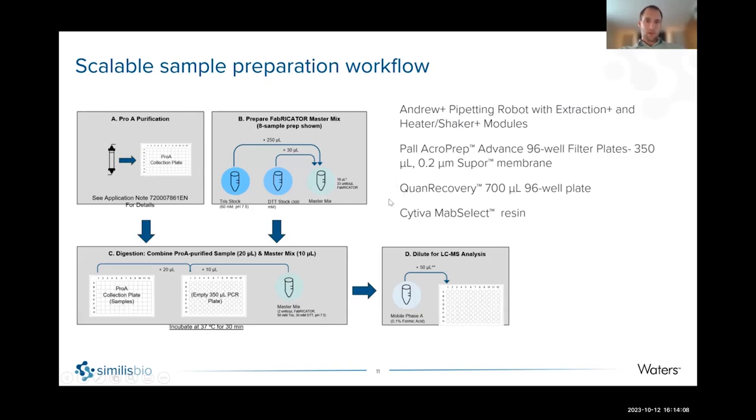The preparation was done in an automated fashion, but the enzyme was added manually just to conserve the amount of enzyme that was used. After the Pro-A purification of the clarified cell harvest was done, the samples were combined with the master mix and Fabricator enzyme. They were incubated at 37 degrees Celsius for 30 minutes, and then reduced and diluted for analysis by the LCMS method. So that was done. Am I missing anything here? Don't think so.